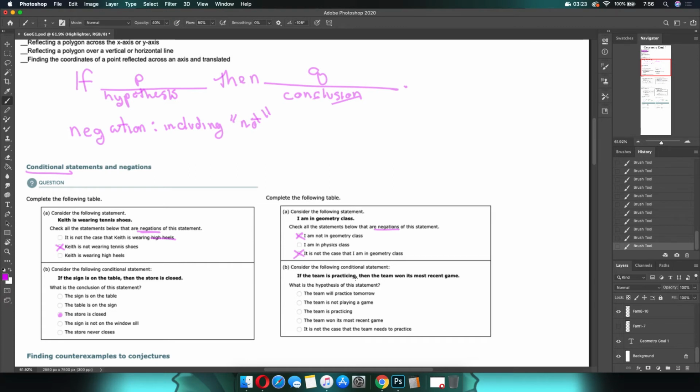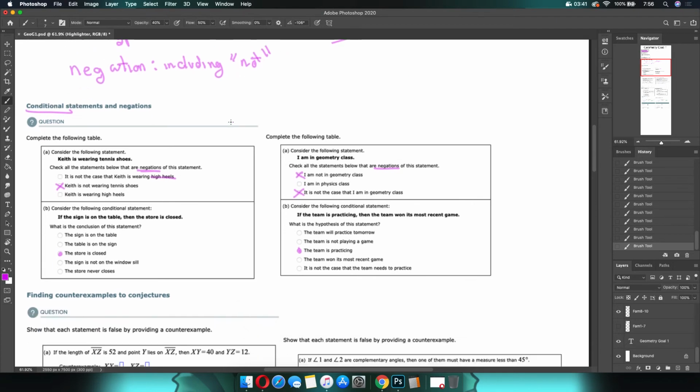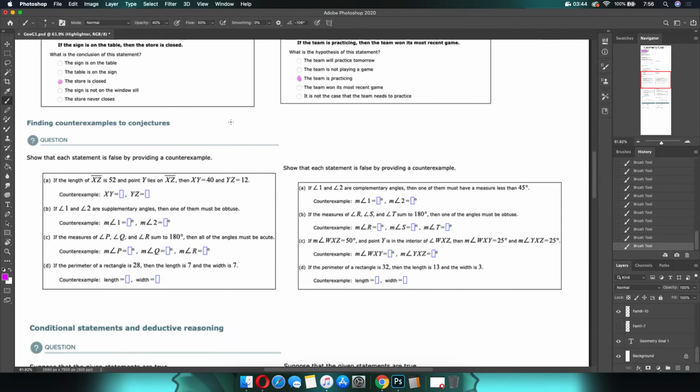Next up, if the team is practicing, then the team has won its most recent game. What is the hypothesis? Team is practicing. So where does it say team is practicing? Right there. And that's how this particular topic is going to be done. There's actually a lot more to do with if P then Q, but before we get there, I have to talk about my least favorite topic, counterexamples. So what is a counterexample? A counterexample is something that proves a statement false.